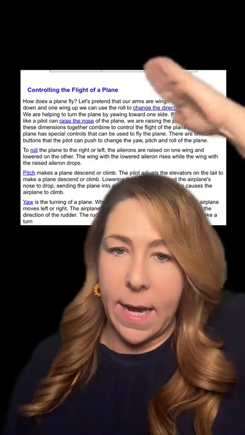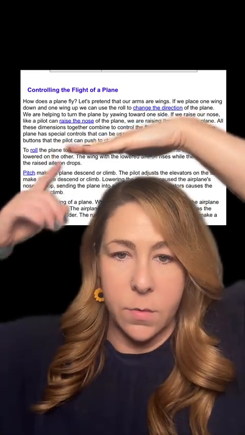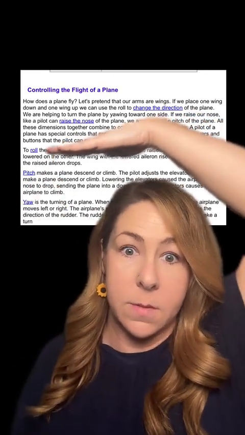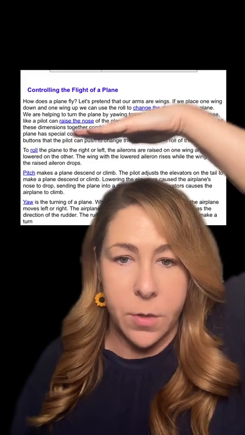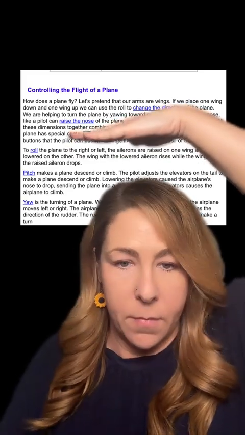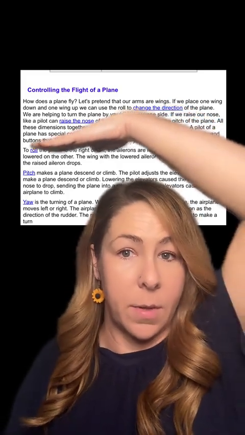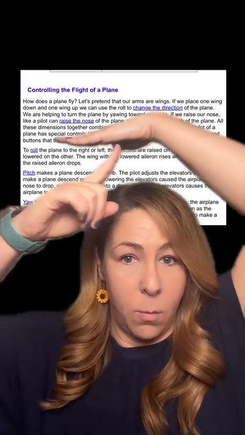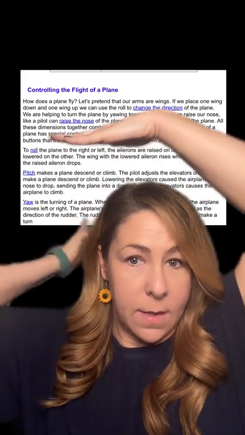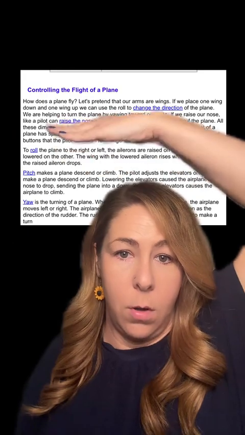We're going to use my hand plane again. So this is the nose, and we would assume it would be going forward this way. So the first aspect of controlling the flight of a plane is roll. So I'm going to demonstrate that with my hand. So if the plane is flying this way and you've got a wing here and a wing on this side, this is roll.